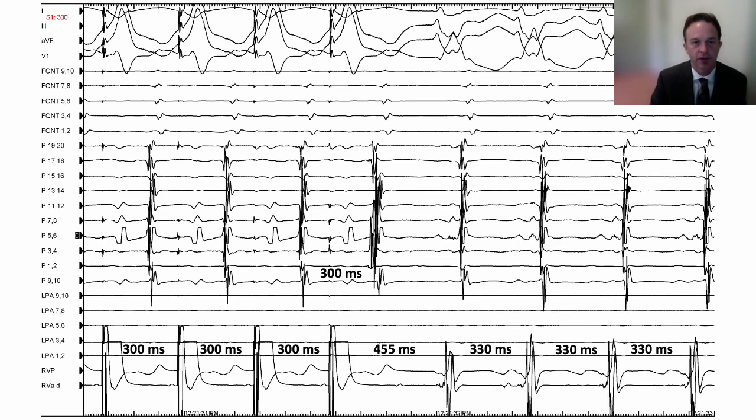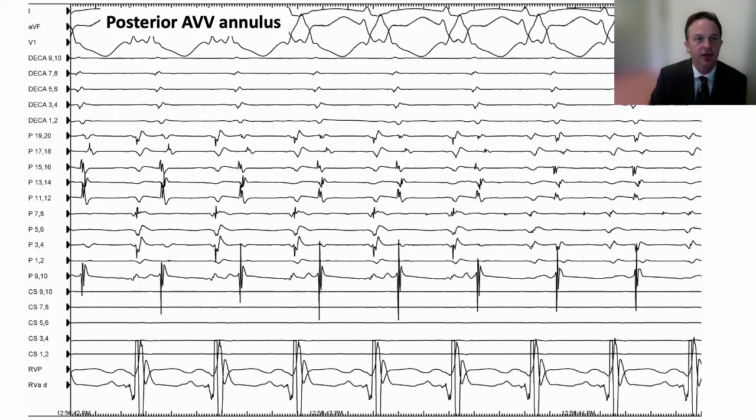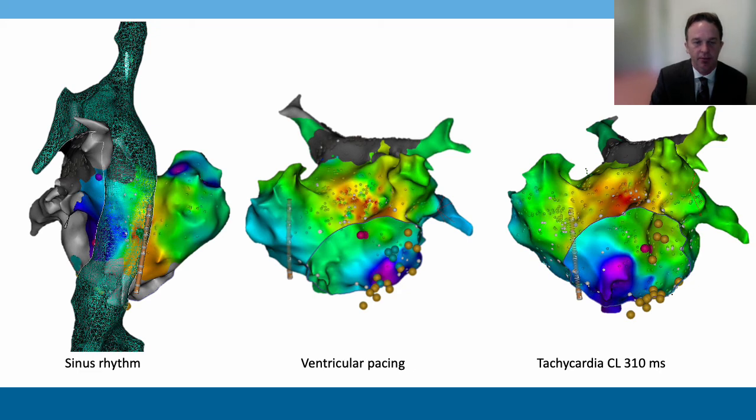When we entrain from the ventricle, we see a VAV response, which is also consistent with this. And when we map in more detail at the anterior AV valve annulus, we do find a His bundle potential, as seen here in the Pentaray 5-6 catheter. And during tachycardia, we are able to find an antegrade His at the posterior AV valve annulus, but again, not in sinus rhythm. We map ventricular pacing and tachycardia. We see a similar atrial activation, which again suggests the diagnosis.